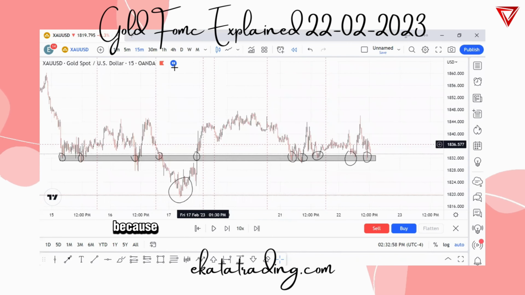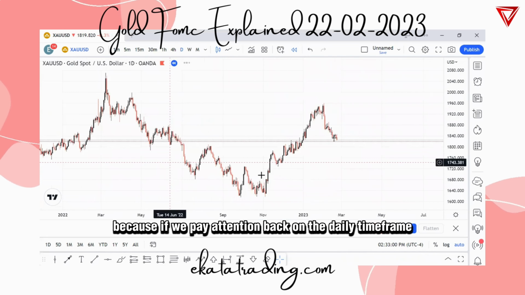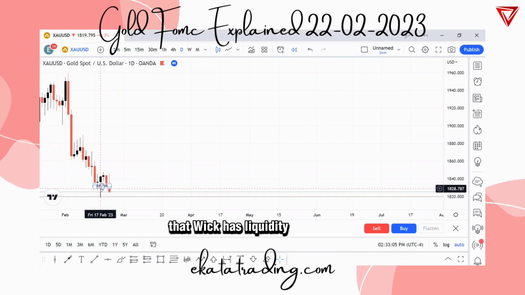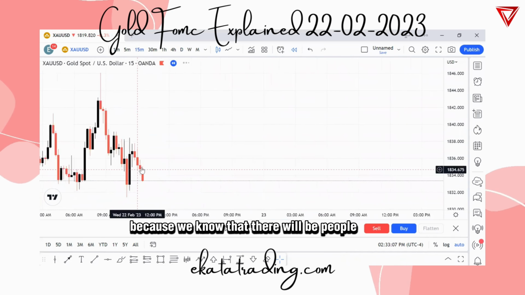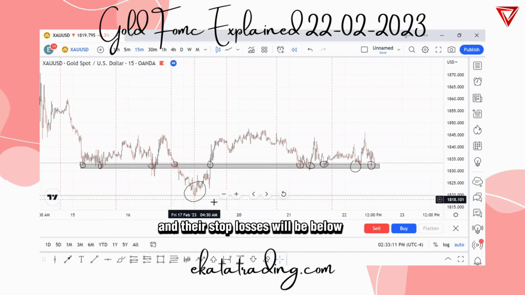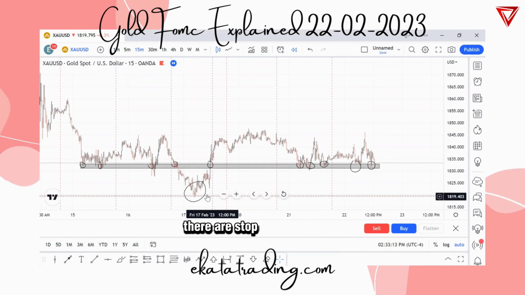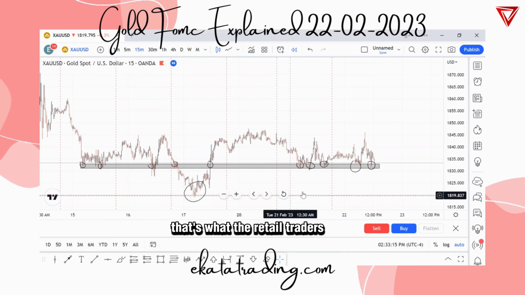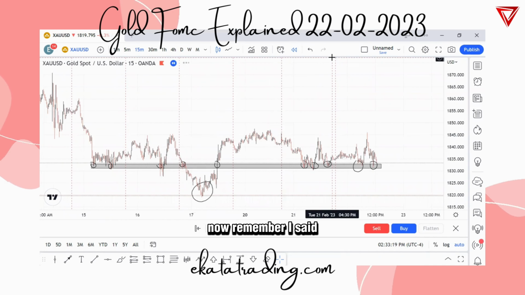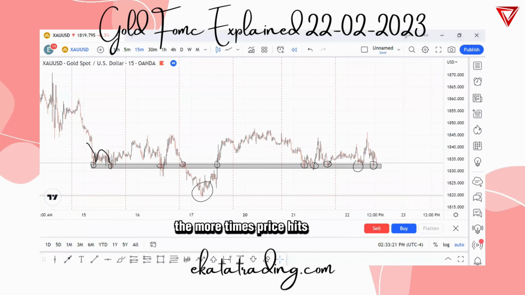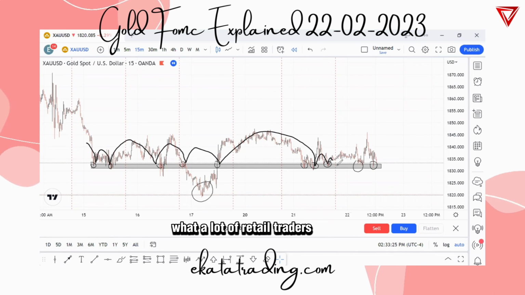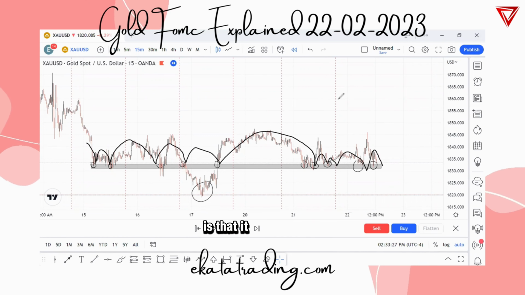Because if we pay attention back on the daily time frame, that wick has liquidity trapped in it. We know that there will be people buying in this area and their stop losses will be below that. Anywhere there are people buying, their stop losses are below. That's what retail traders learn, and that is exactly what's going to happen. Now, remember I said the more times price hits an area, what a lot of retail traders believe is that it gets stronger.